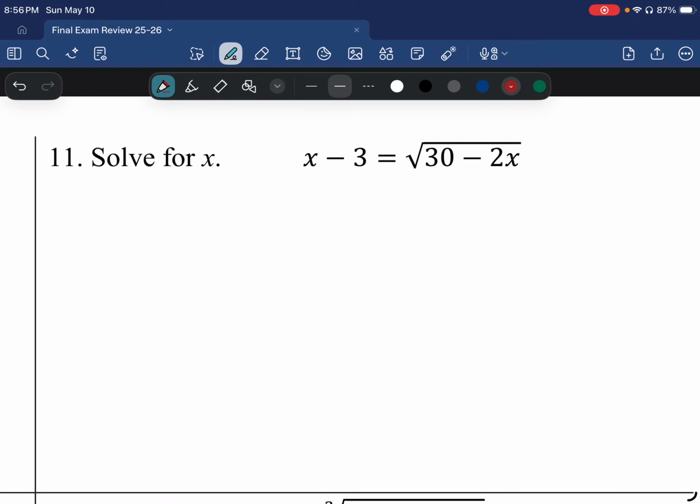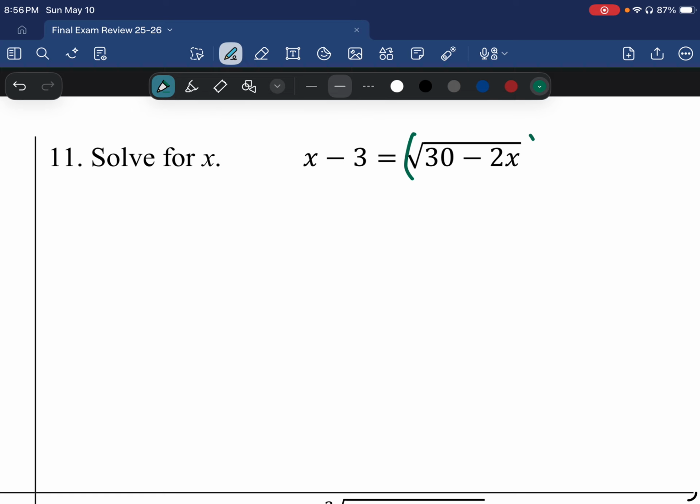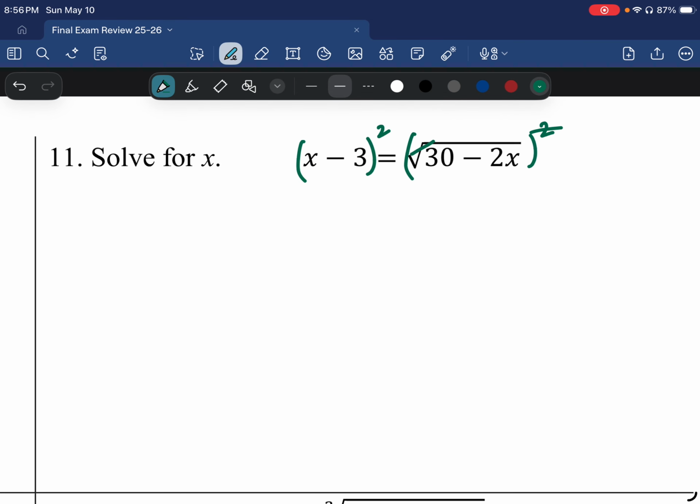Another square root equation. Again, we must make sure that the square root is isolated, which we have. To undo a square root, we square both sides. And now we have a binomial squared. We cannot just square each term and say that that is squared. So this is going to require double distribution.